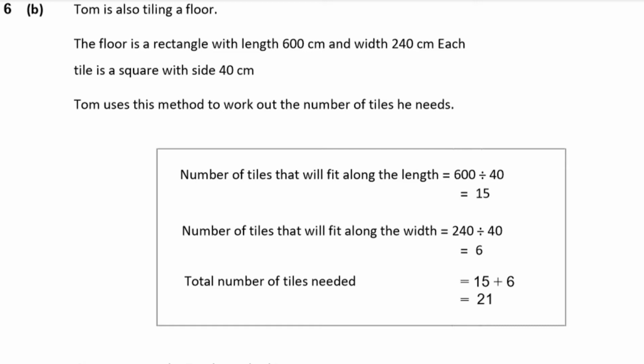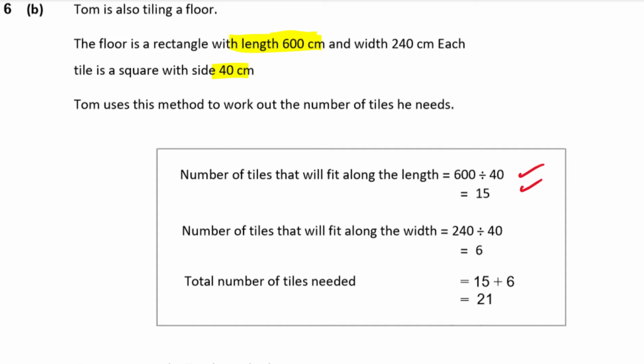So the number of tiles that will fit along the length is 600 divided by 40, which is 15. Is that right? 600 is the length, and each tile was 40. Yes, so if I do 600 divided by 40, I'm just going to check his maths as we go along. So yeah, that is 15. Okay, I'm happy with that, and I'm happy with the answer.